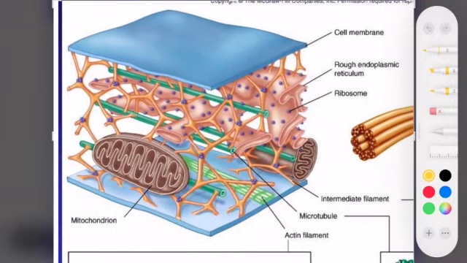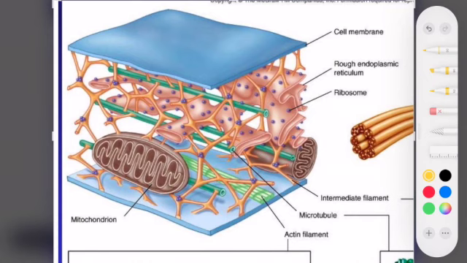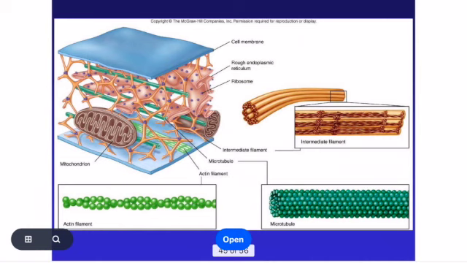If we take a look right here, we've got a mitochondria, our microtubules, actin filaments, which are longer, and these intermediate ones, which are like little connectors. Think of those as the shorter K'NEX. You do not need to know the structure of the intermediate filament, but you do need to know actin, intermediate, and microtubules.